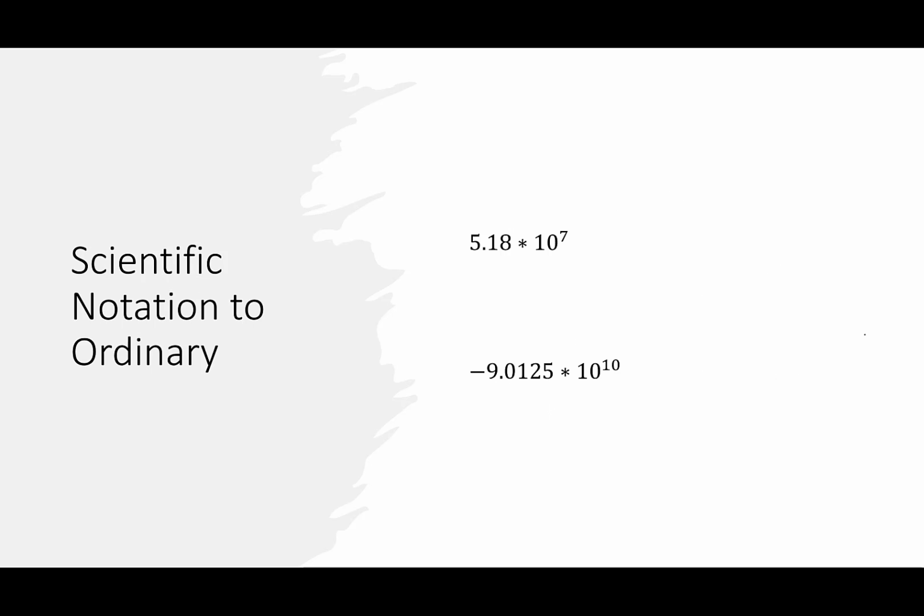Let's go the opposite direction. This time I gave you scientific, and I want to write this as an ordinary number. So here I have 518. So what I want is a total of 7 digits to the right of the 5. So here's 1, 2 already, 3, 4, 5, 6, 7. If you want to put your commas in as separators, if that helps you see this number as 51,800,000, then definitely put those in.